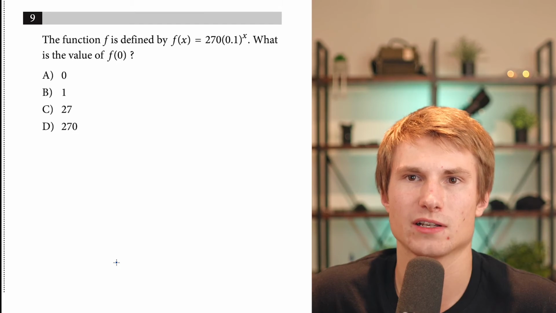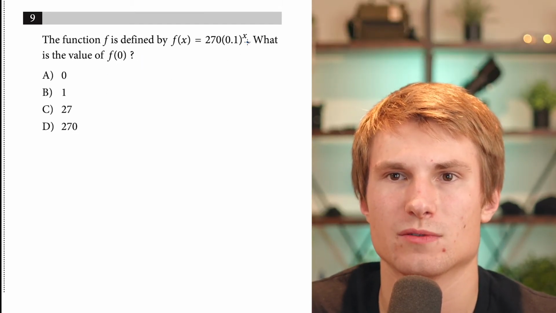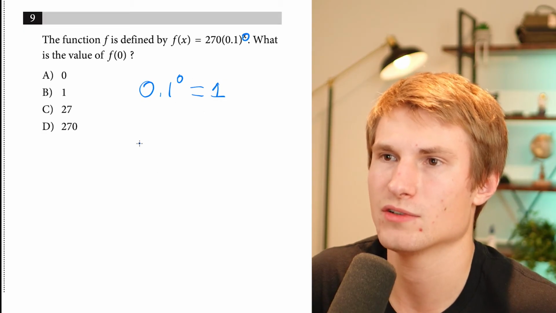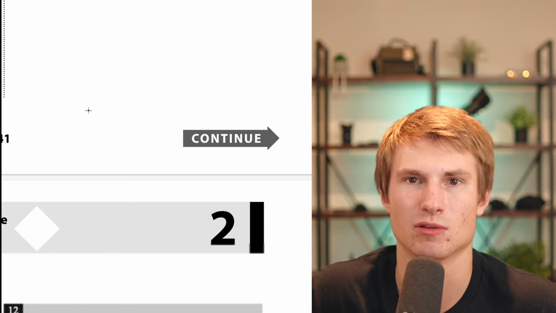Function f is defined by f of x is equal to 270 times 0.1 to the power of x. What is the value of f of 0? Well, f of 0 means we put in a 0 for the value of x. 0.1 to the power of 0. I'll quickly write this out. 0.1 to the power of 0 is going to equal 1. Any constant to the power of 0 is going to equal 1. So we would end up with 270 times 1, which is just 270. So our answer there would be D, and we can move on to question number 10.